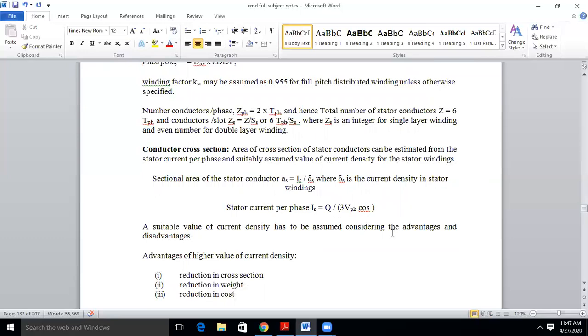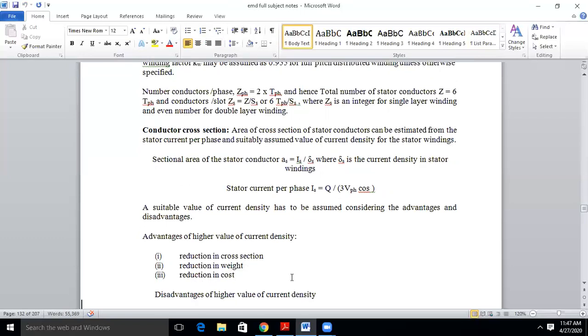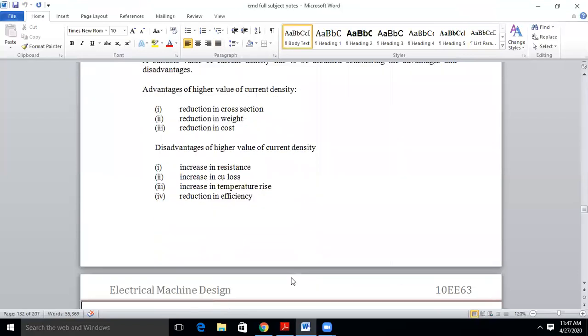Considering the advantages and disadvantages. In order to have the particular current density, there will be some effects, so the current density should be proper. Advantage of a higher value of current density: if I select a higher value of current density, then we can reduce the cross section, which means reduction in the weight and reduction in the cost.